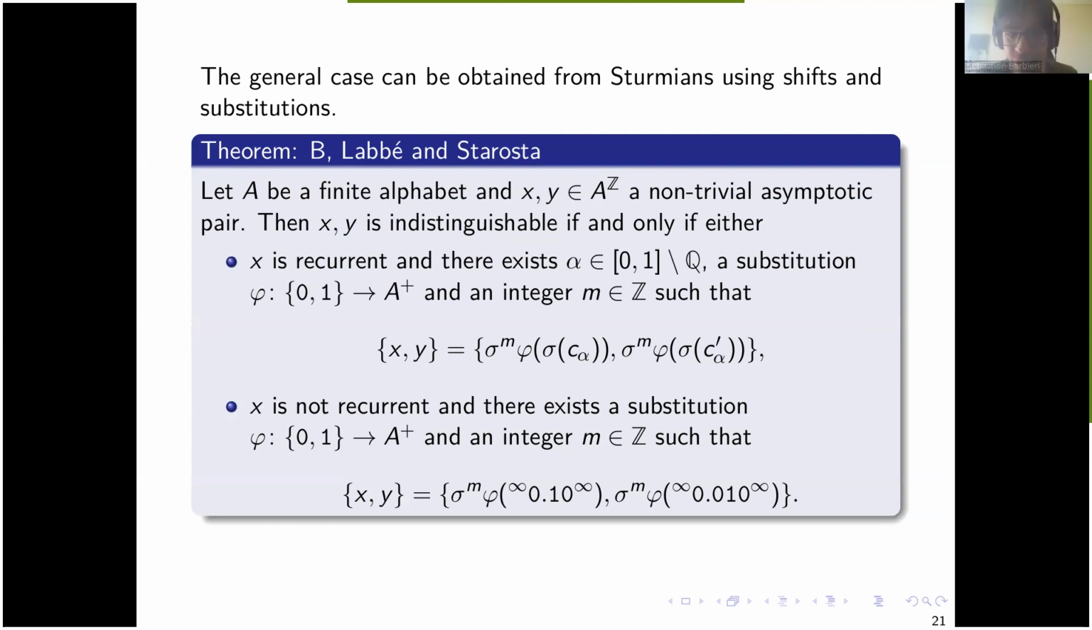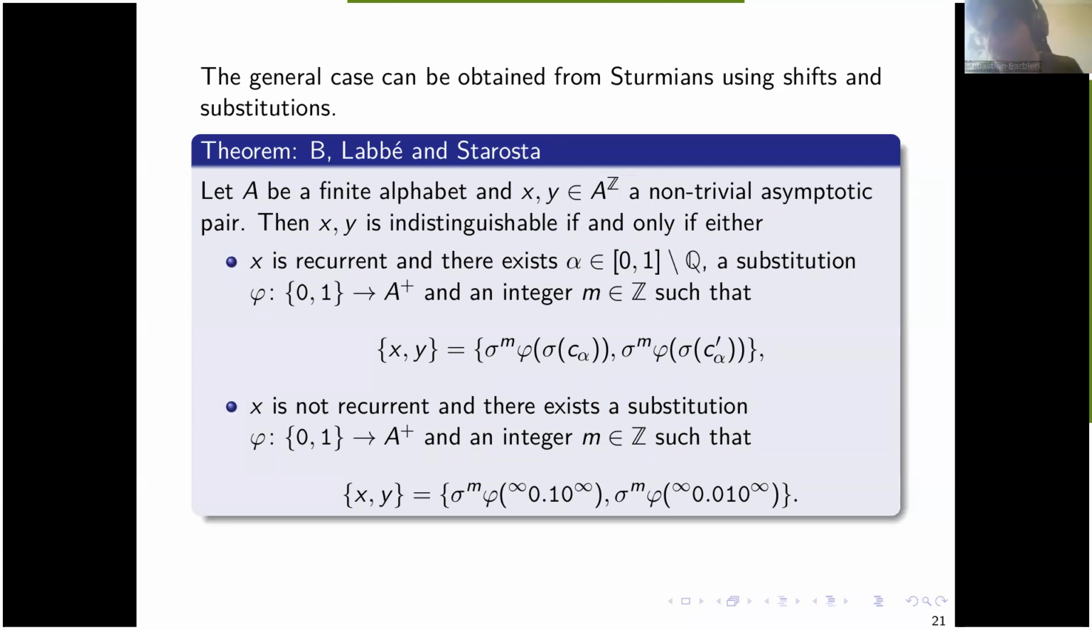If x is not recurrent, then there exists some substitution and an integer such that I can do exactly the same, but I just need to start from this configuration where I have all zeros, 1, 1, all zeros, and one shift of this configuration. So I can obtain absolutely everything which is not recurrent from these two configurations. Okay, so we were very happy.